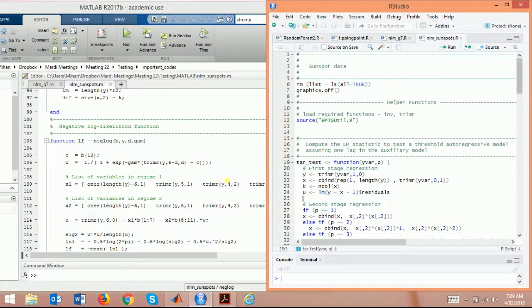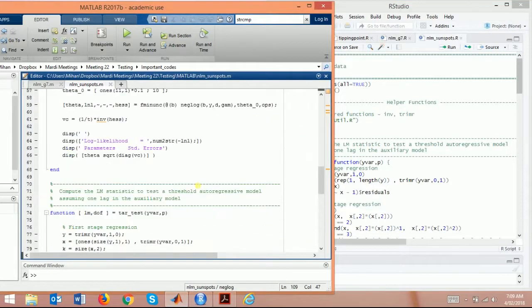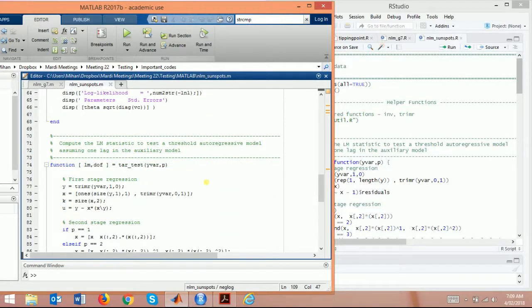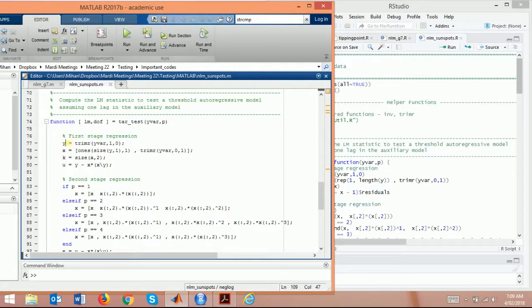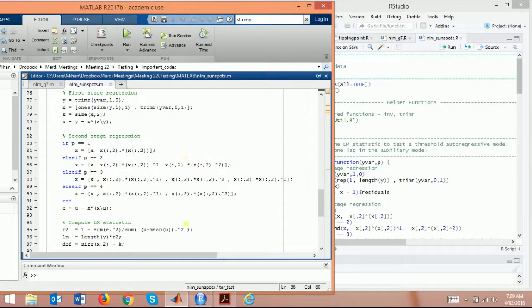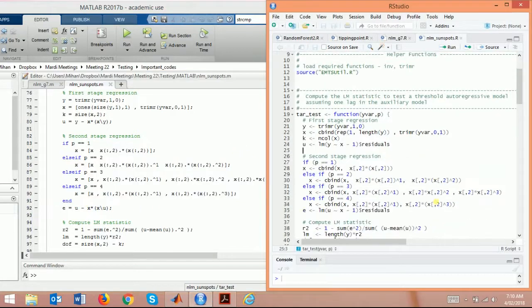First, we're going to create a function for hypothesis testing. The LM statistic: first stage regression, you find the residual. Second stage regression, you keep the Taylor series expansion. I think this is much easier in R. Let's compare with R now.